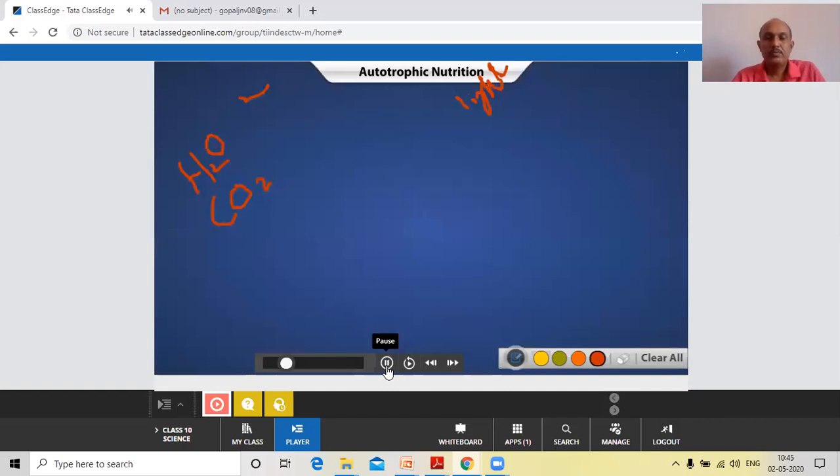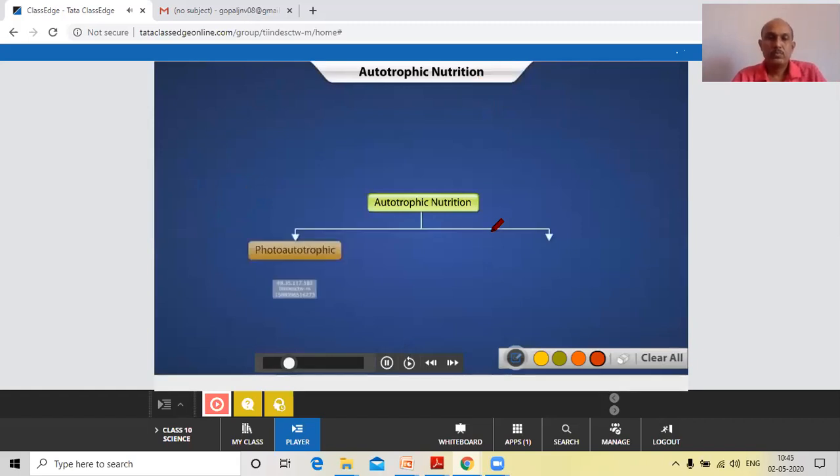Depending upon the external source of energy, autotrophic nutrition is further subdivided into photoautotrophic and chemoautotrophic. Again, for your study, we have only photoautotrophic nutrition, that is, nutrition that takes place in the presence of sunlight. Chemoautotrophic is for your higher classes.